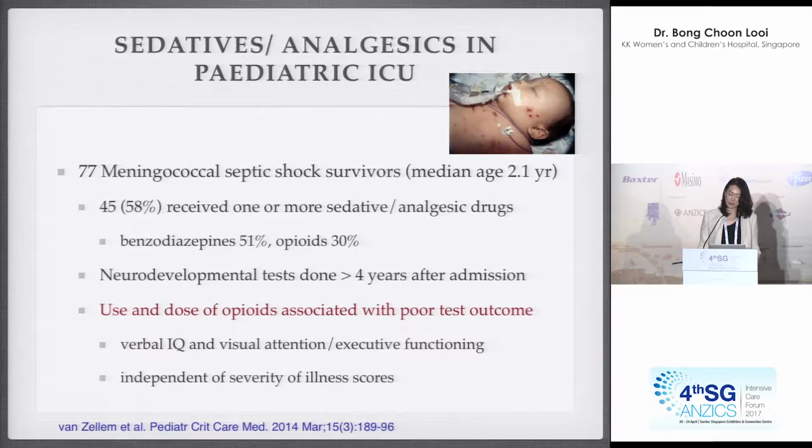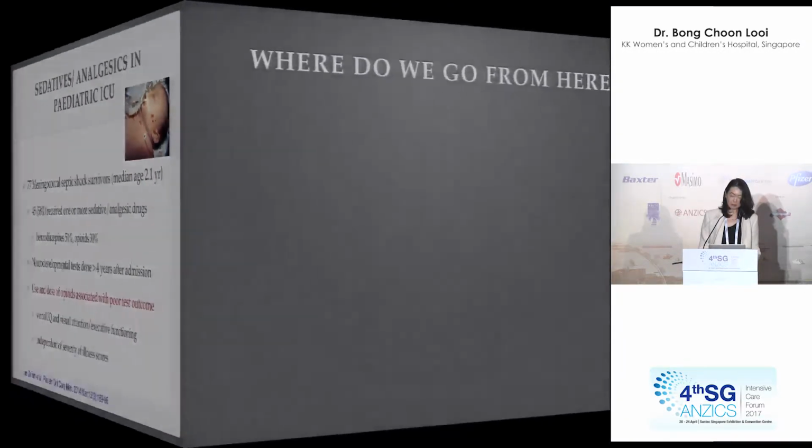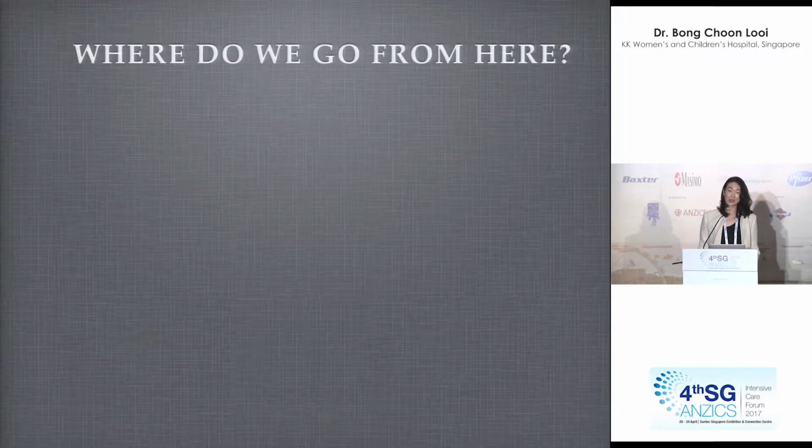And this group found that the use and the dose of opioids was independently associated with poor outcomes, in terms of lower verbal IQ, visual attention, and executive functioning. And this is independent of illness and severity scores. So I think you would agree with me, just from hearing these 4 studies, that there could be a potential concern here. So where do we go from here? Does it mean that we just stop using sedatives and analgesics in the ICU?